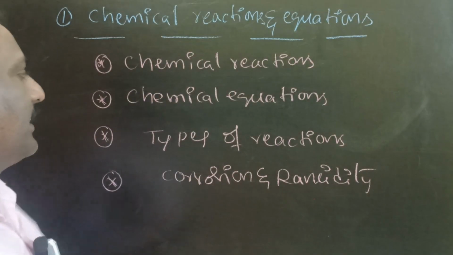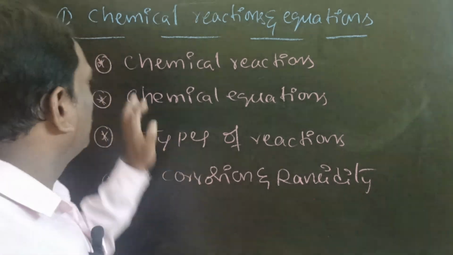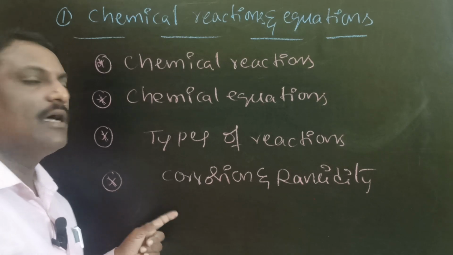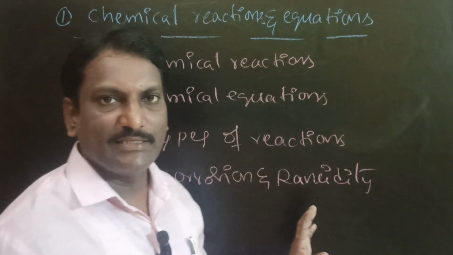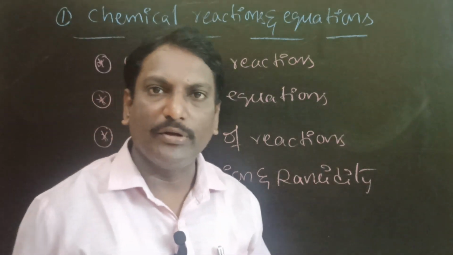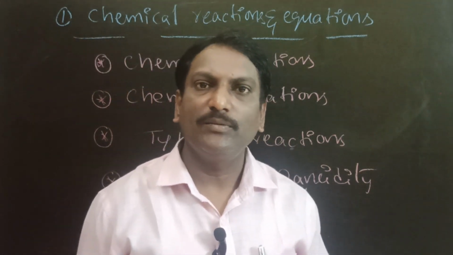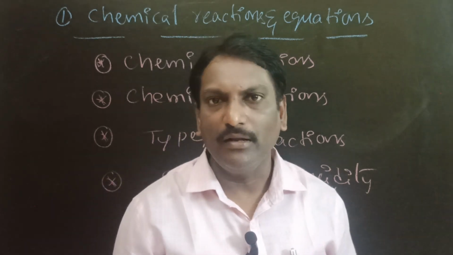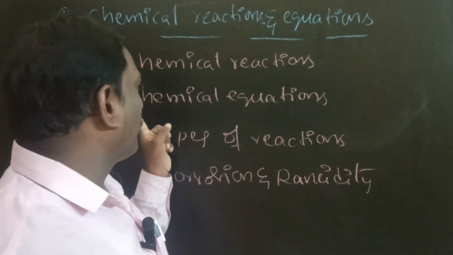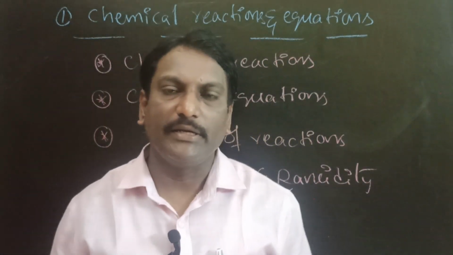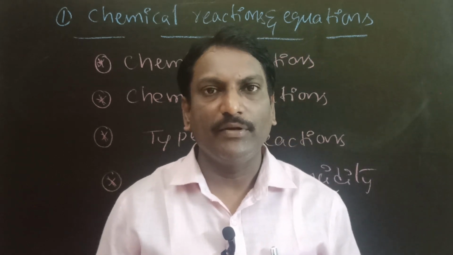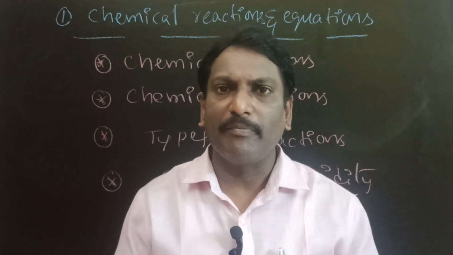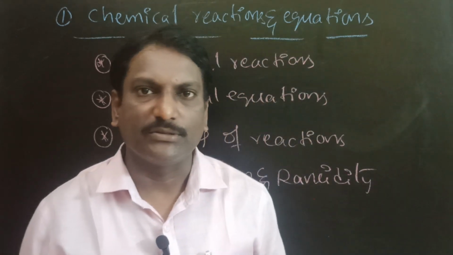So chemical reactions and equations consist of 4 important topics: chemical reactions, chemical equations, types of reactions, and corrosion and rancidity. In case of chemical reactions, we are going to discuss what is meant by reaction, products and reactants, and some examples, followed by characteristics of chemical reactions. In chemical equations, how to write a chemical equation, how to balance the chemical equation, why should the chemical equations be balanced, and some examples.